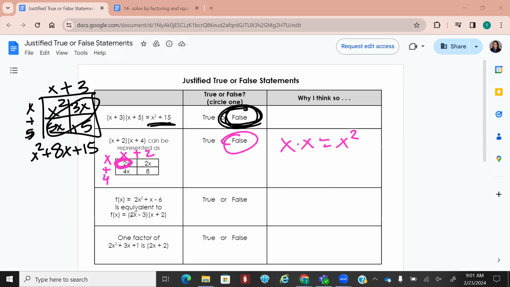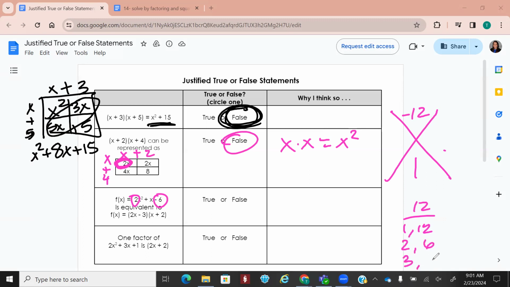Now this is what we did yesterday and the day before. When we factor this guy, we're going to do a times c. What's 2 times negative 6? Negative 12. What's our b term? There's nothing written here, so we assume it's a 1, right? What two numbers can multiply to get us 12, but add together to get us 1? So what are factors of 12? Let's list those out. 1 and 12, 2 and 6, 3 and 4.